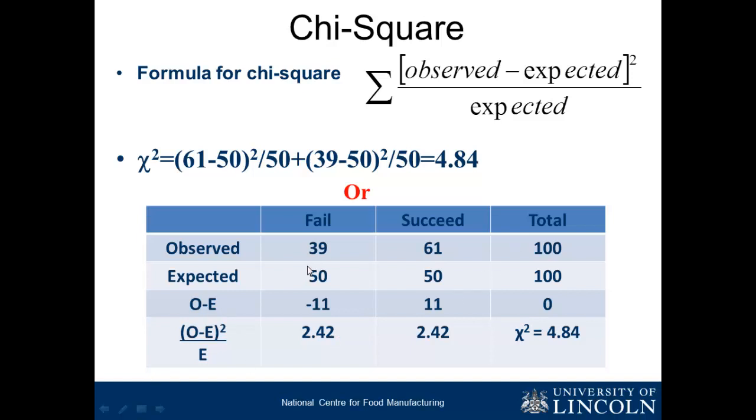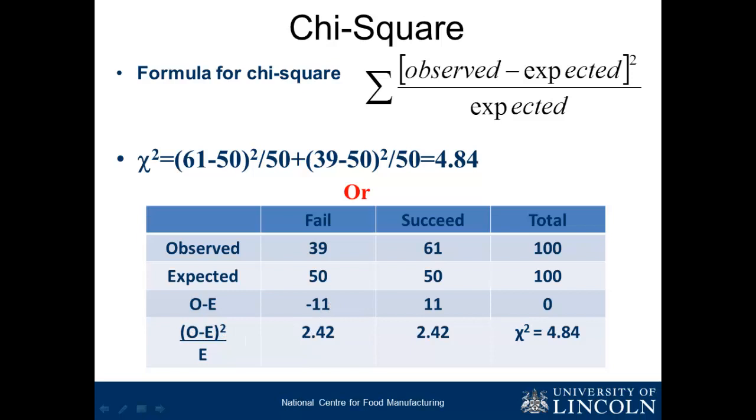Now here, observed minus expected, O minus E. 39 minus 50, we have minus 11. Observed minus expected, 61 minus 50, 11. 100 minus 100, 0. Now here, we need to square this. O minus E squared, 11 squared.